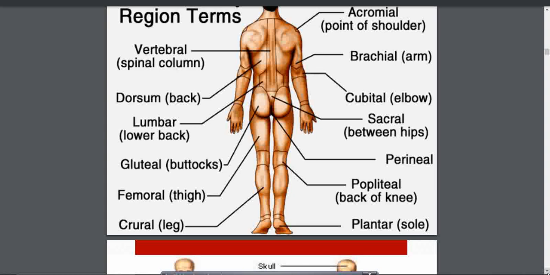We still have gluteal, the other, that is buttocks, femoral, the thigh, then the crural is leg, in Luo we call it ogualo.